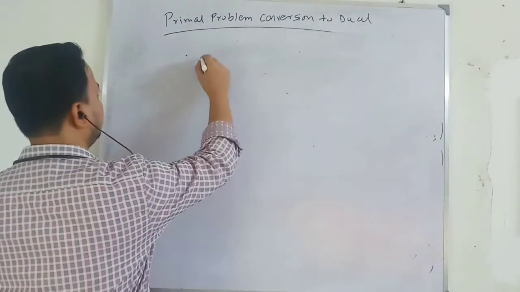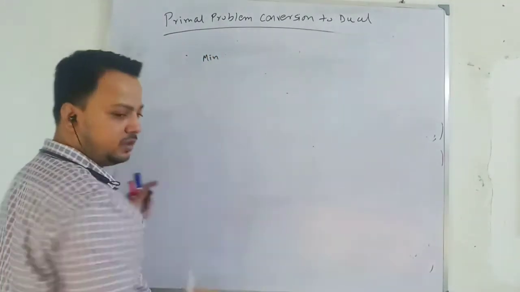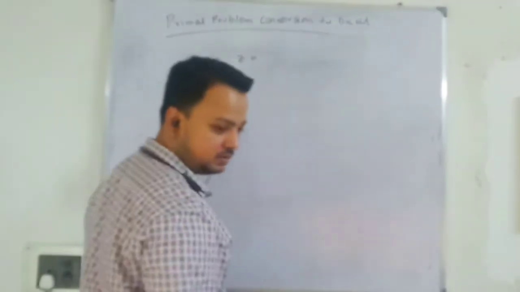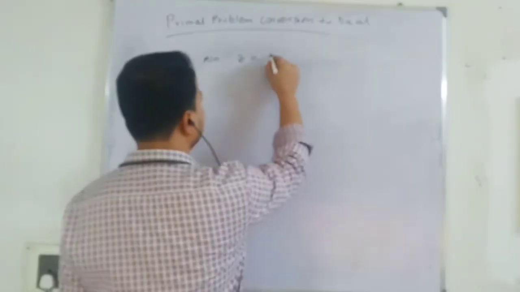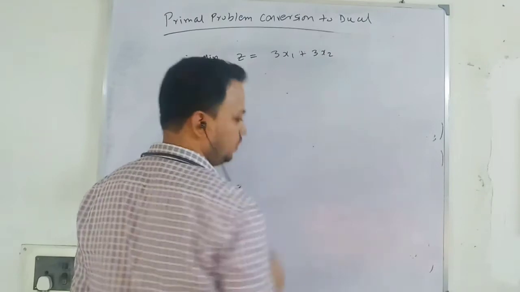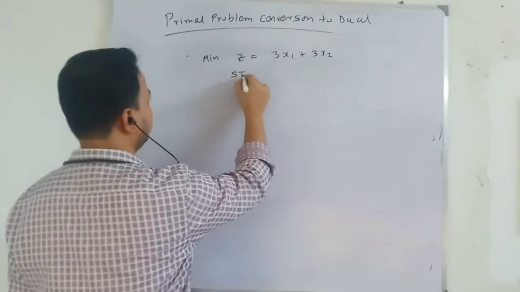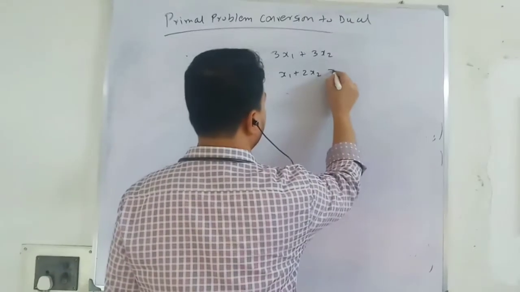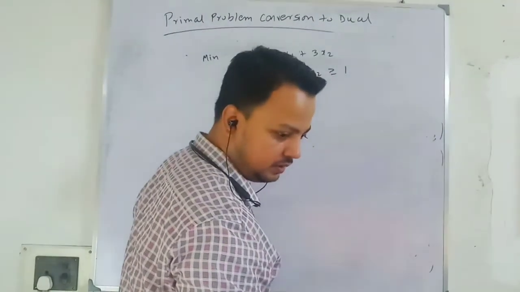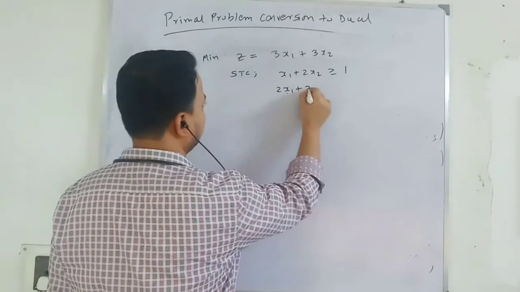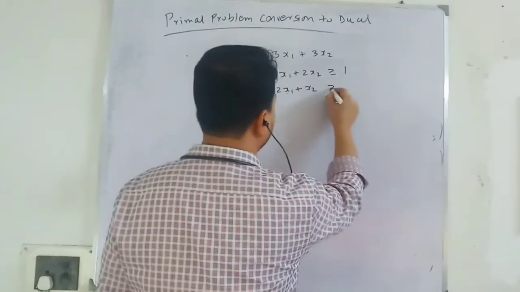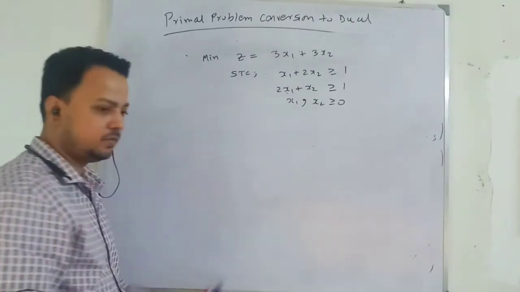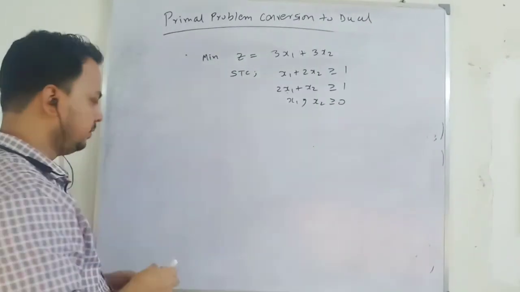So you have been given: minimize objective function z equal to 3x1 plus 3x2, subject to constraints x1 plus 2x2 greater than or equal to 1, then 2x1 plus x2 greater than or equal to 1, and x1 and x2 are positive, not negative. So this is the primal problem you have.